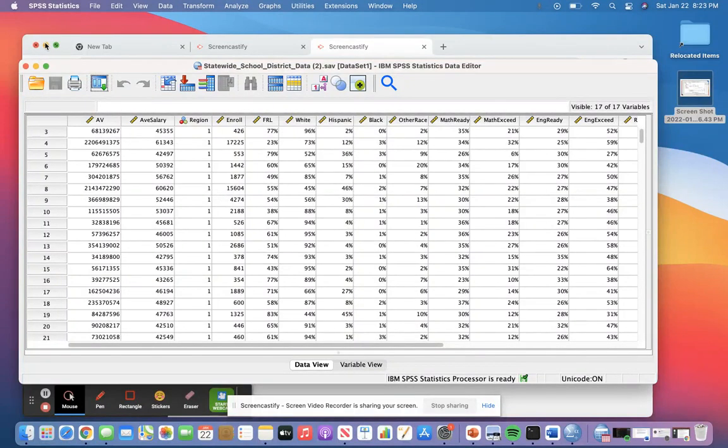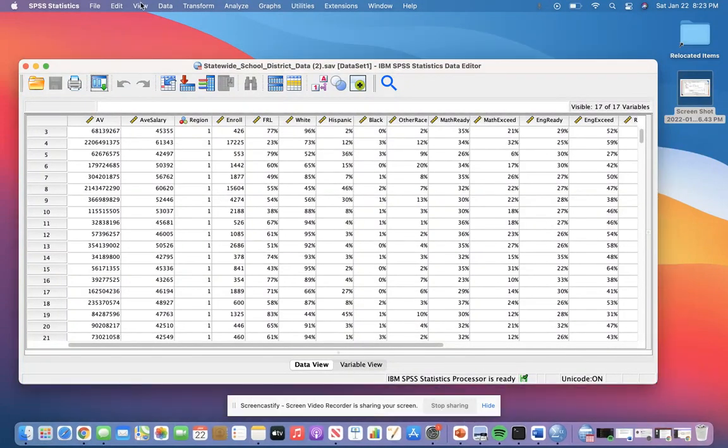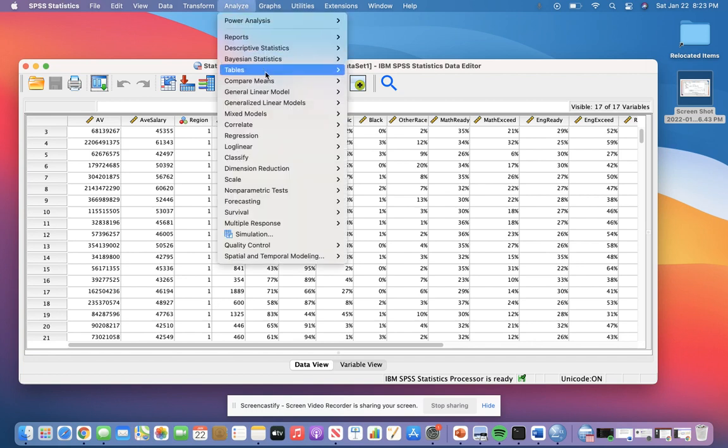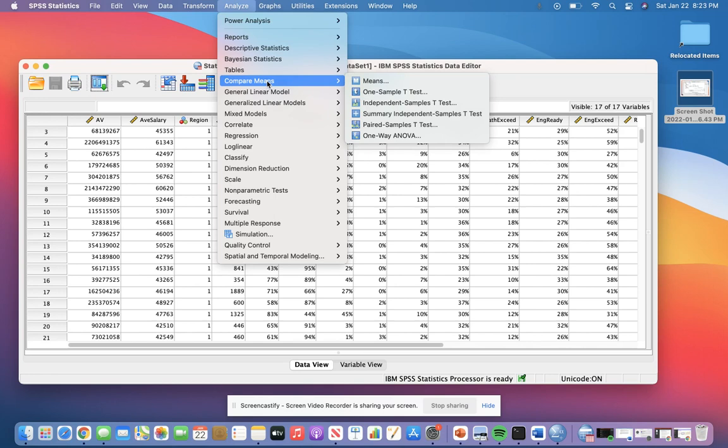So we are looking at the statewide school district data again. And on here, you can see the different regions and the enrollment numbers for that. So we are going to try to find the t-test to compare the means of the enrollment data. So to do that, we are going to go to Analyze, Compare Means.